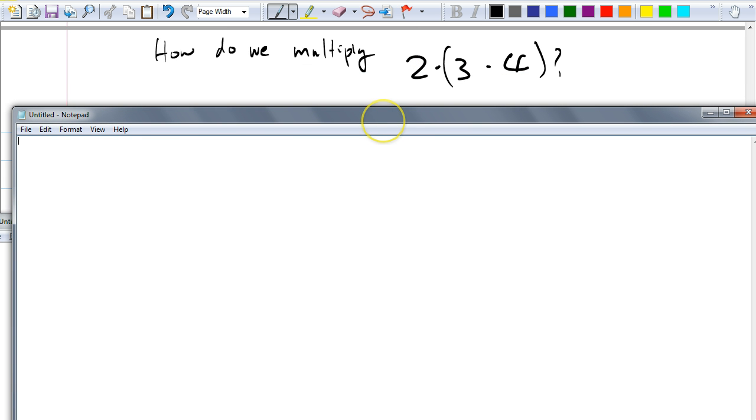Okay, what about this? If I have 2 times (3 times 4) in parentheses like this, how do we multiply? How many people say, yeah, you distribute? So 2 times 3, and then 2 times 4, you multiply. That's how you get it wrong.